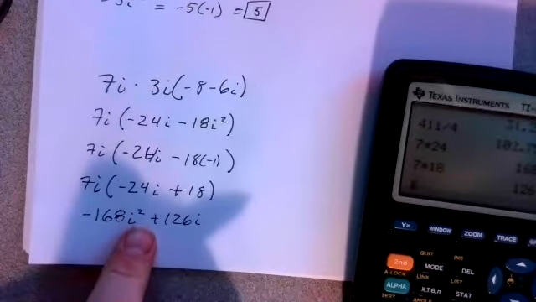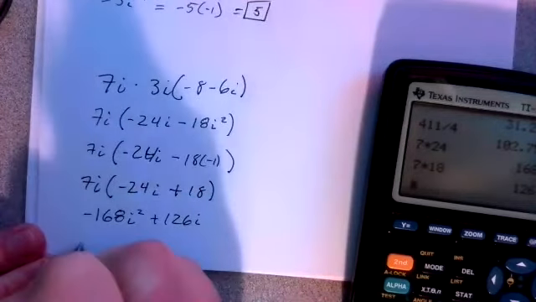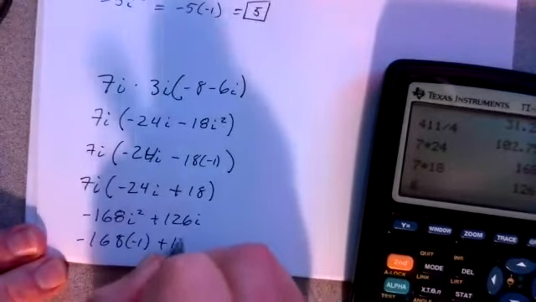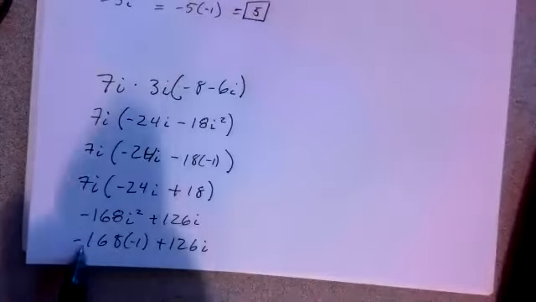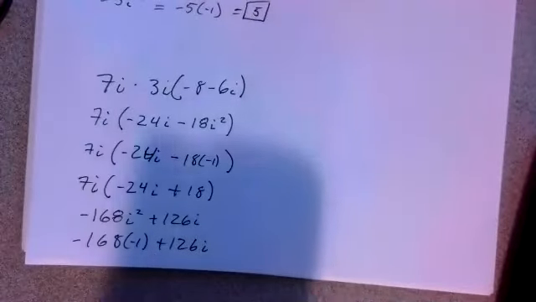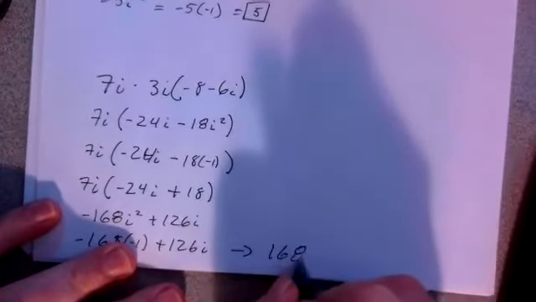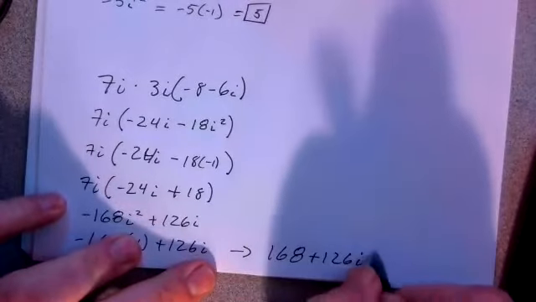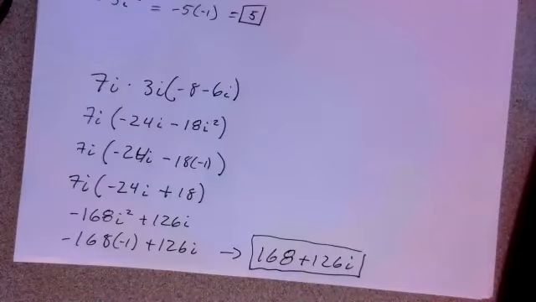i squared is not just i squared. I can't leave a squared. So i squared turns into a negative 1. So I get negative 168 times negative 1, plus 126i. A negative 168 and a negative 1 all turns into a positive 168 plus 126i. And that would be my final answer.